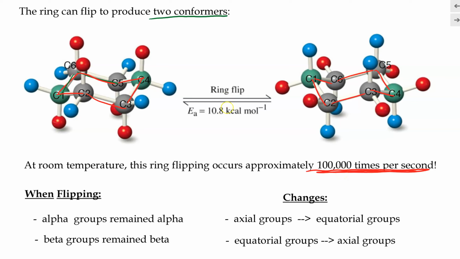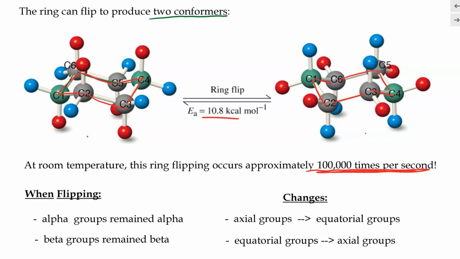In order for a chair to flip, it actually requires energy. On average, it takes about 10.8 kilocalories per mole for one chair to flip to the other chair conformation. The reason is that as it flips from one to the other, it has to go through the twist boat and the half chair and so on before it can go from one chair to the exact opposite chair conformation.